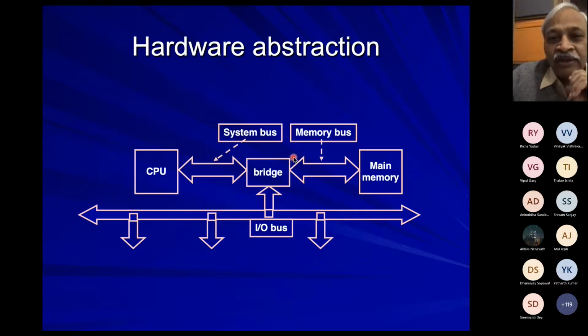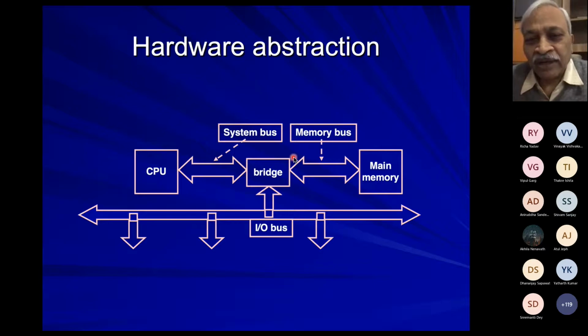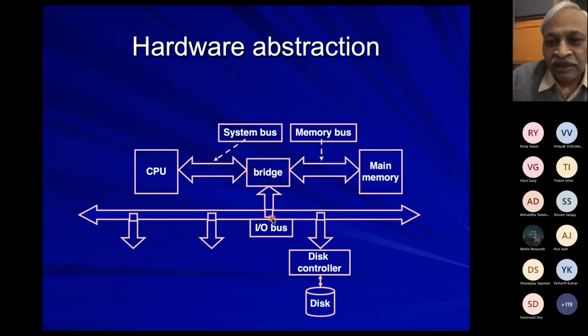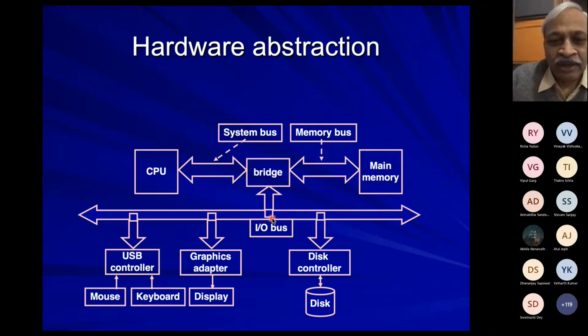Okay, now we also need to connect this pair to the outside world, and that's where input output comes into the picture. So there would be another bus, which would be typically called the IO bus, and you would have things like disk and graphic display, keyboard, mouse, all these connected to this IO bus. So this is looking more like the diagram of a desktop PC.